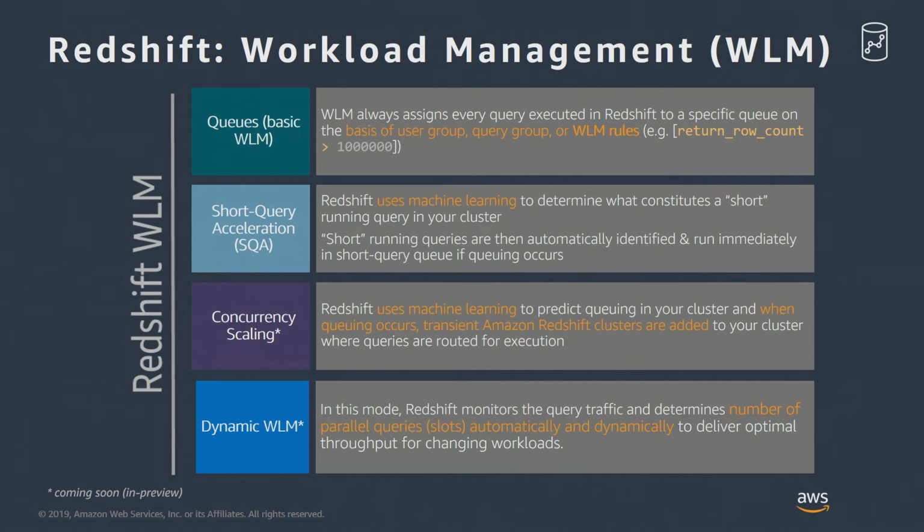If you have enabled concurrency scaling, then Redshift will spawn a new transient Redshift cluster behind the scenes, and it will route the queries to your transient cluster, deliver the results, and as the queries finish, the transient cluster will be deleted automatically. You don't have to do anything. It will happen automatically behind the scenes. So with concurrency scaling, you can achieve consistent throughput from your cluster, even when the load is high on your cluster.